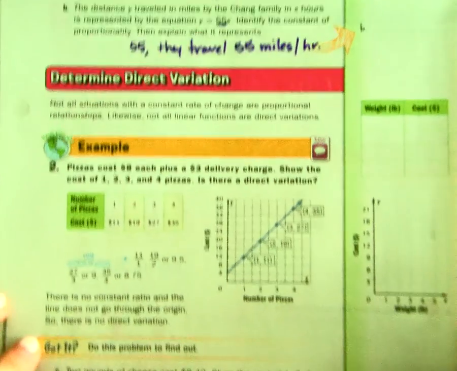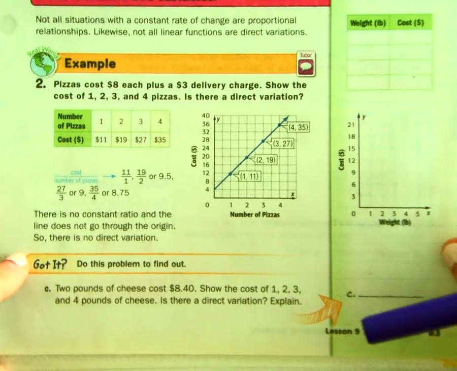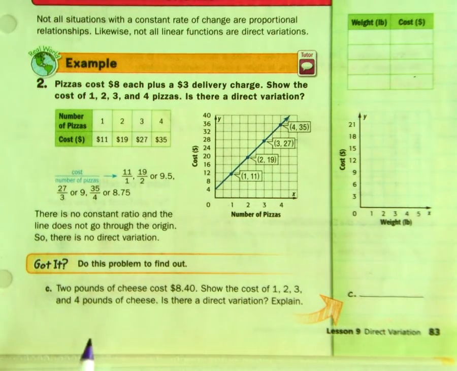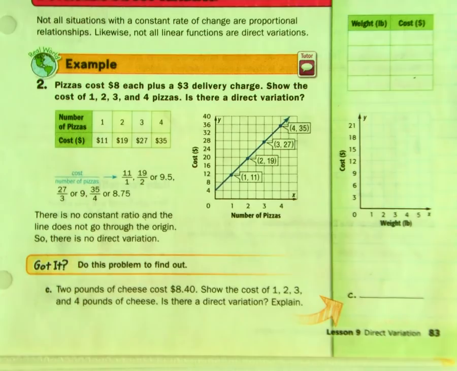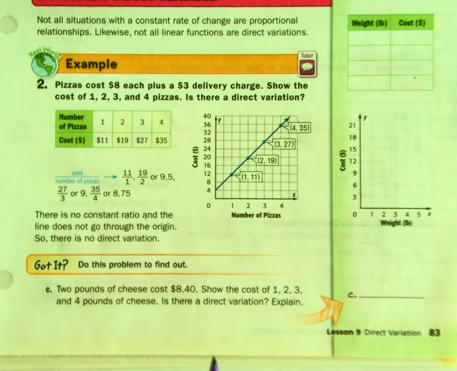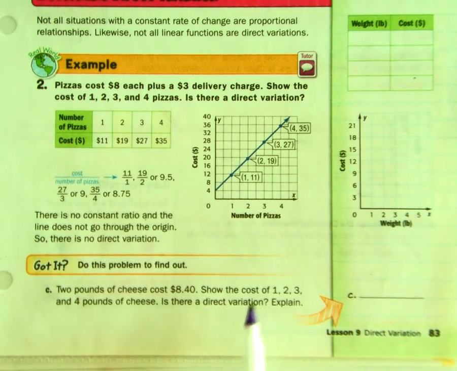So if we go down to example C. 2 pounds of cheese cost $8.40. Show the cost of 1, 2, 3, and 4 pounds of cheese. Is there a direct variation? And explain. When we set these up and we put our y over x, do they simplify down to the same thing every time? Sometimes that will not work. So they asked us to find if there's a direct variation, and we need to show a cost of 1, 2, 3, and 4 pounds of cheese.